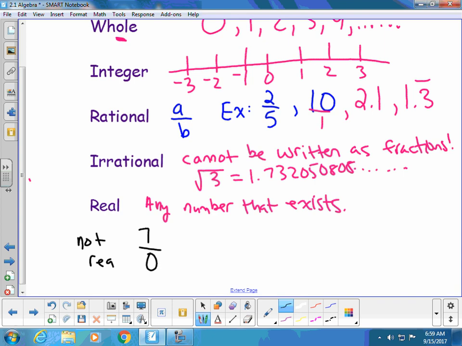So that would be something that is not real. So I'm going to explain what real numbers are by giving you examples of things that are not real. And then another not real number would be the square root of -16. Go ahead and try to type that in. Your calculator is probably telling you error, non-real answer.